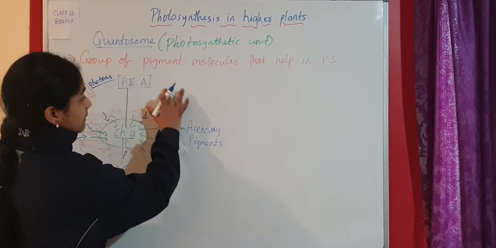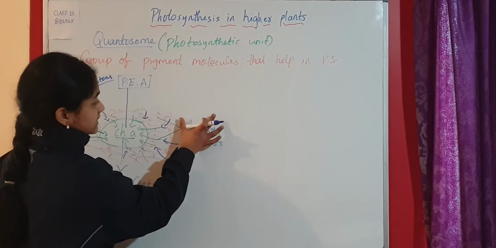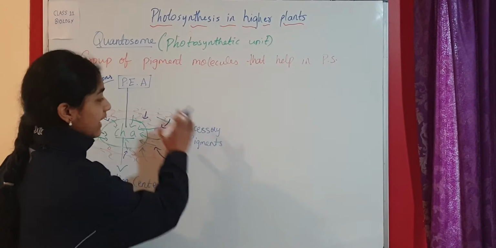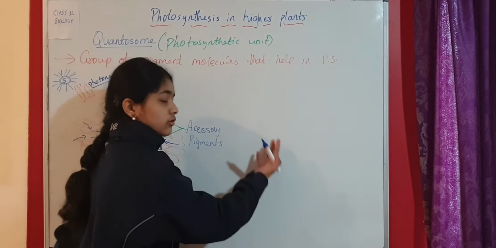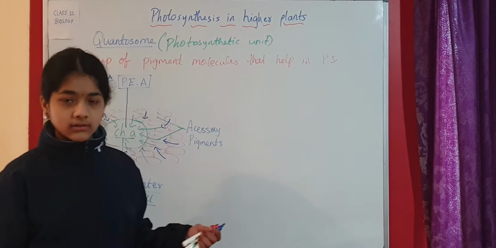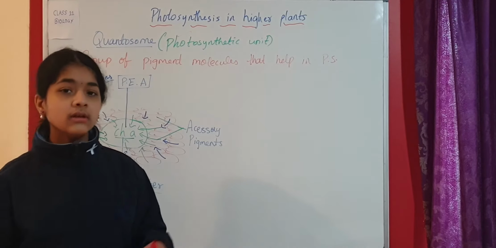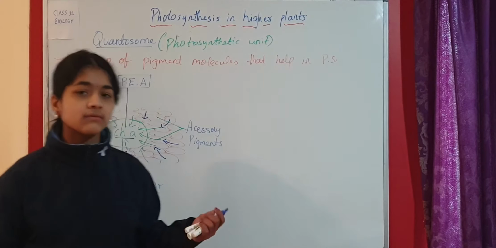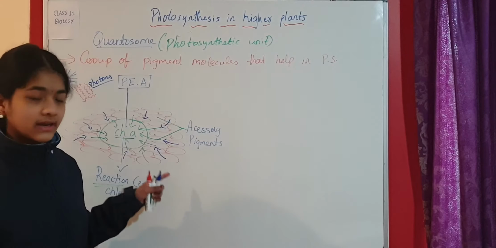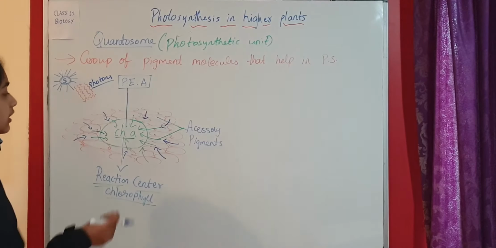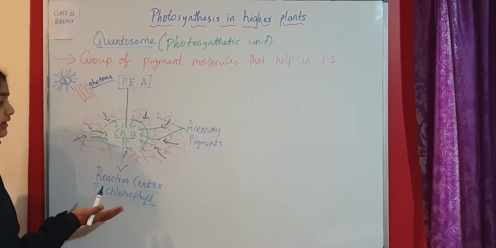So there are some other primary electron acceptors here, and finally it passes on to the next photosystem, which we will study in the process of non-cyclic photophosphorylation, which is called the light reaction, that we are going to study later in the later videos. So this is what happens.